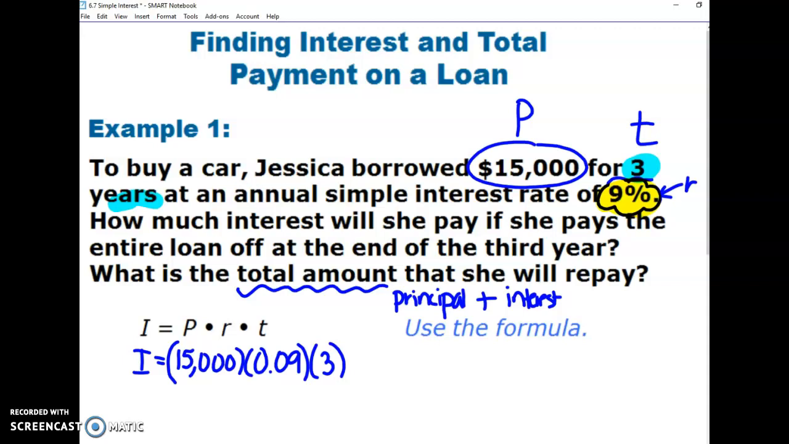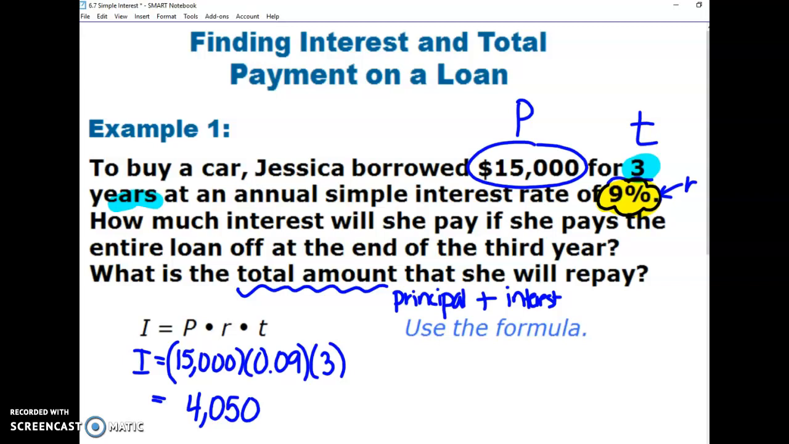I'm going to times it by 900. So I'm going to be very careful to make sure I enter my numbers all correctly, and times it by 3 years. So my interest is going to be, and let me just double check that one more time. Yep, my interest is $4,050.